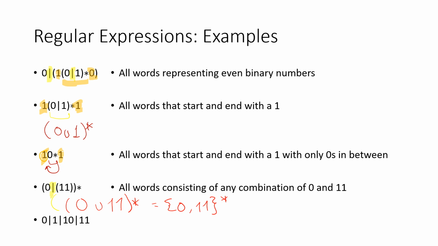Final example, I have 0 or 1, or 10, or 11. There's no stars or anything, so it's literally just 0, 1, 10, and 11. That's the entire language.